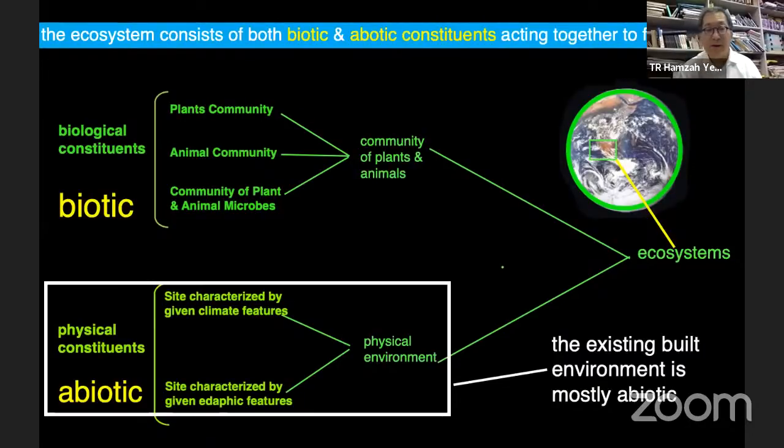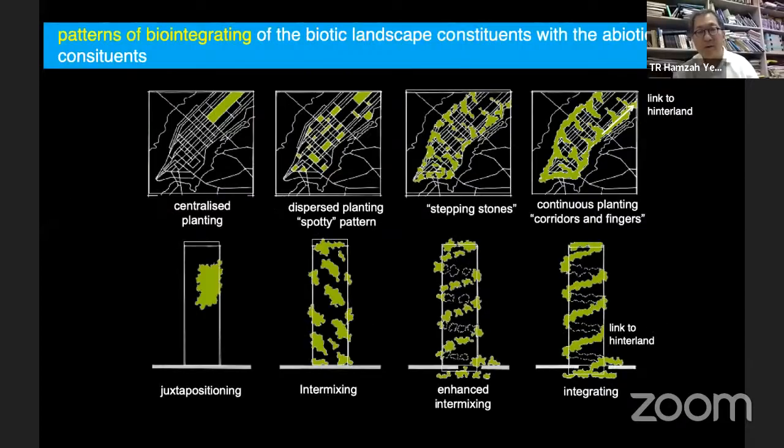But if you look at our existing cities, if you look at our existing built environment, especially looking around you, everything is abiotic. So where are the biotic constituents? To do constructed ecosystems, we have to bring the biotic constituents into our built environment. This was one of the first things I did when I first started ecological design.